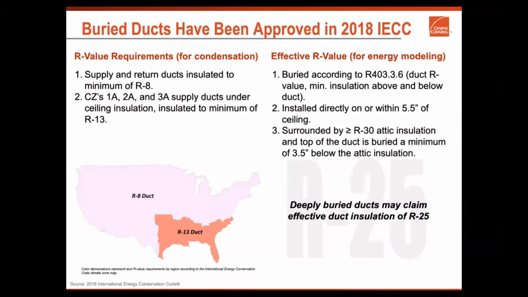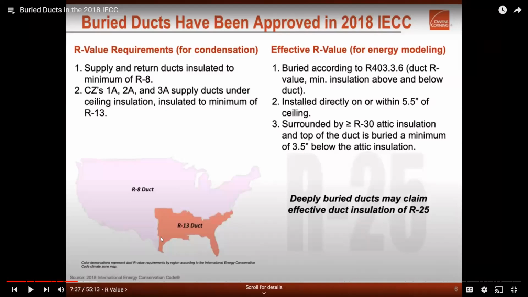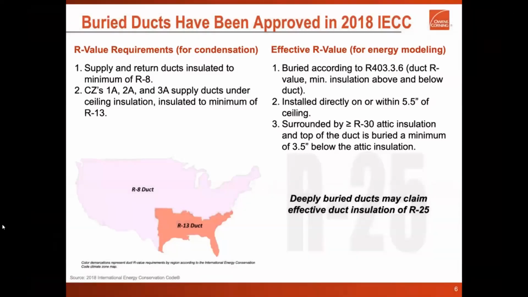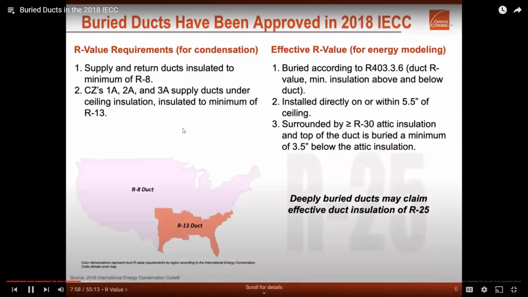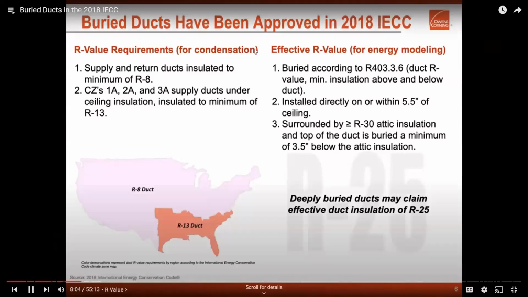But the effective R value of it, in R403.3.6. One of the things that we get to do is actually set standards to what needs to happen. So you have the duct in a very specific location. It's surrounded by insulation greater than R30, and it has to be topped with a minimum of about 3.5 inches of insulation below. And so deeply buried ducts end up taking the effective R value of a R25, if that makes any sense to anybody.